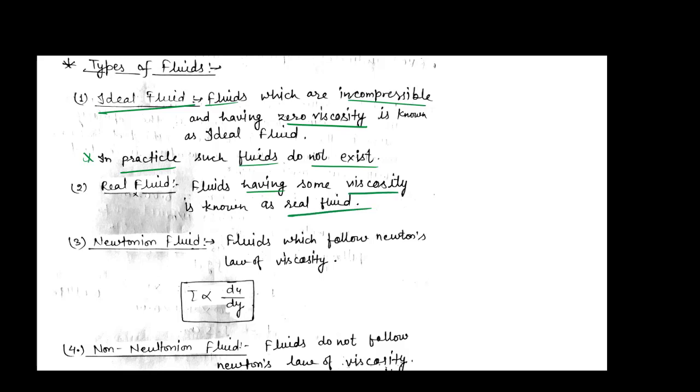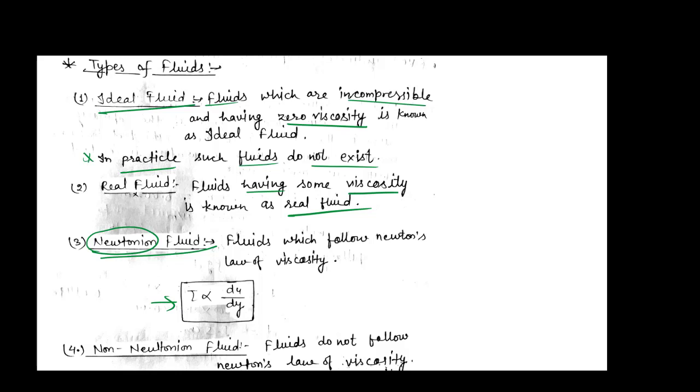So almost all the fluids have some viscosity, so they all come under a real fluid. Third one is the Newtonian fluid. So there is a word here, Newton. You have already studied the Newton law of viscosity, so its formula is given here again. A fluid which follows Newton law of viscosity.